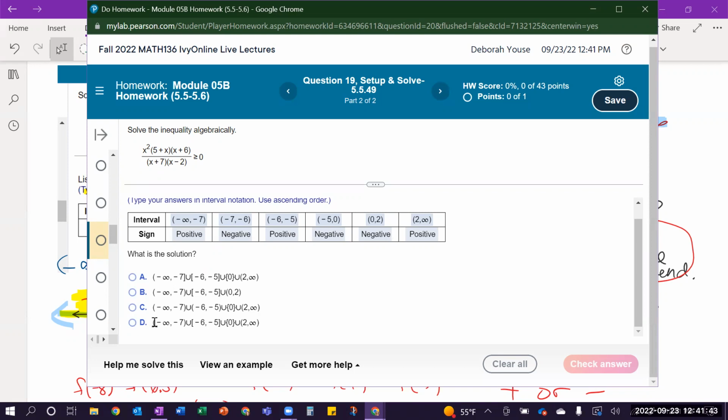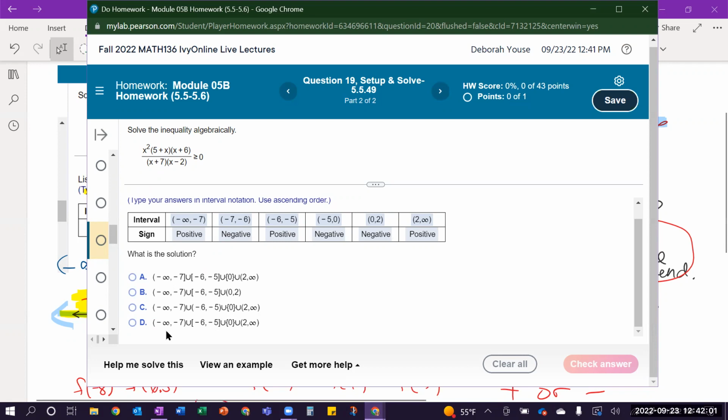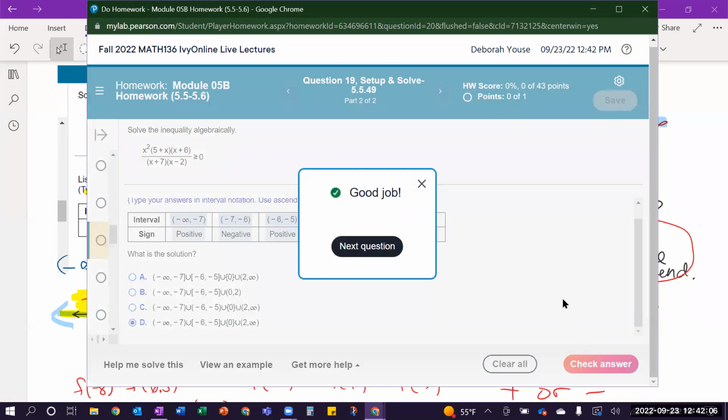So C and D are the same, except for -6 to -5. One of them in C is with parentheses, and the other one in D is with brackets. So remember which one we had. We wanted brackets around the -6 and -5. So I believe the answer is D. And there we go. All right.